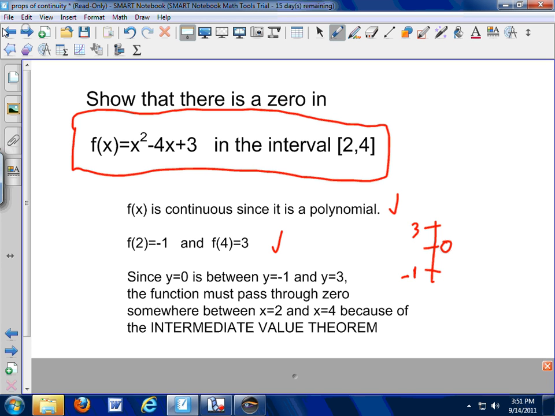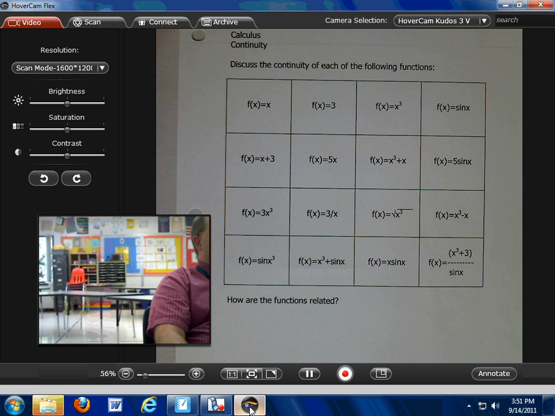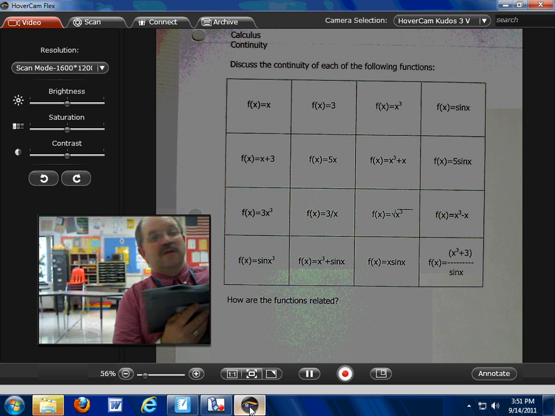Those are the problems for tomorrow. That's what we have, I guess. We talked about continuity. We talked about the properties of continuity. Nothing really too earth-shattering there. So I think that should just about do it.